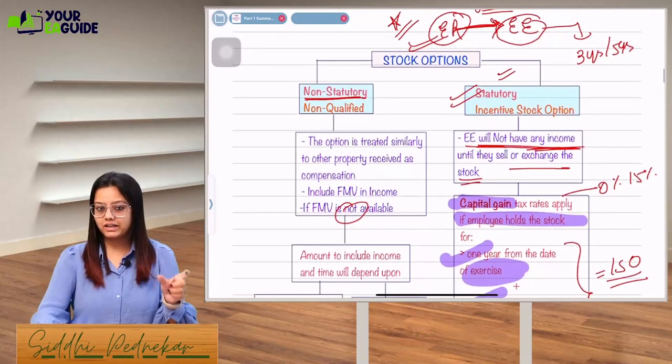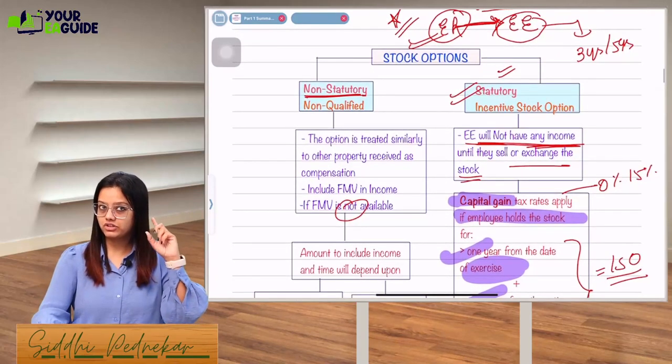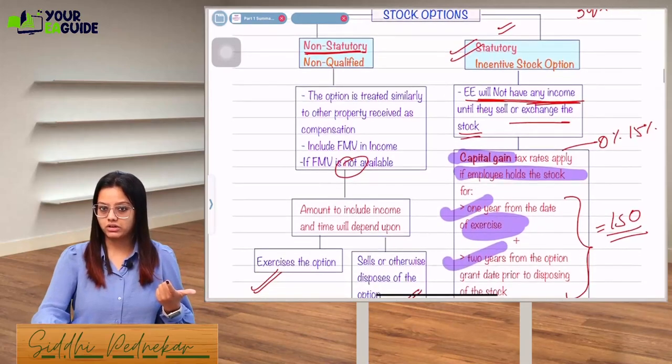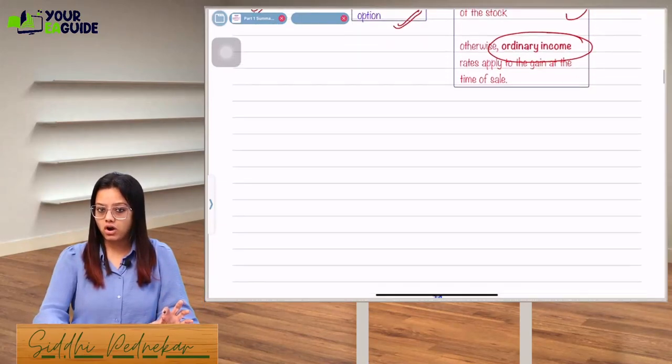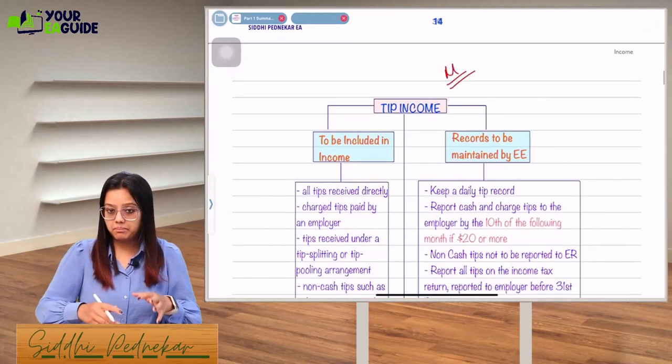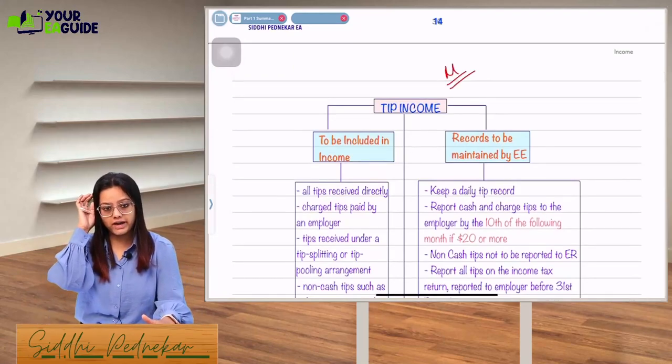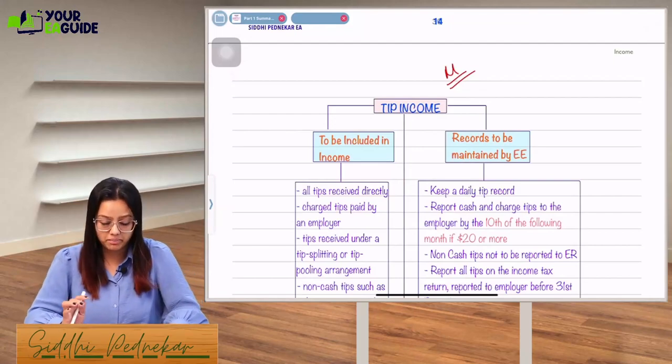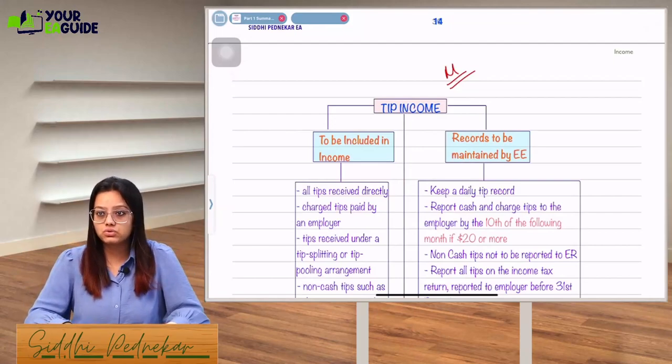So please read the first two lines and you will understand which chart you need to apply in that question. Okay, so this was about the stock option. Next, most important, is tip income. People find it a little bit difficult to understand this topic, but it's very easy.